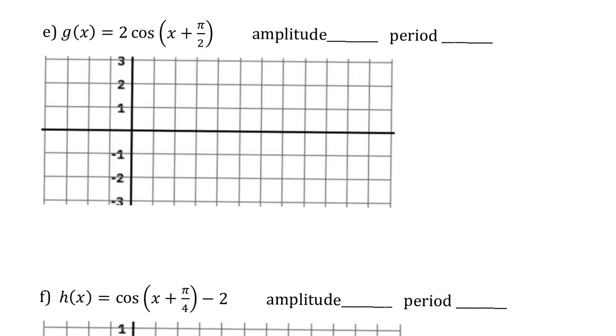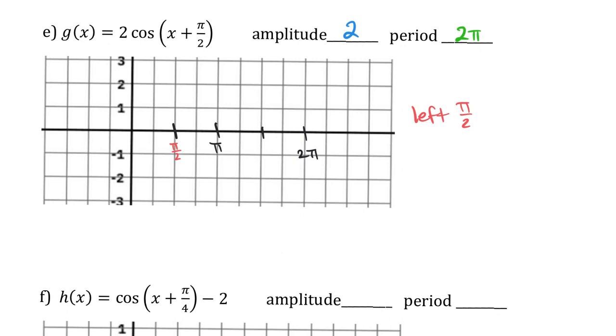Okay, g of x, what's the amplitude? 2. Period is still 2 pi, which is great. Our shift is gonna go left pi over 2. But since my period's 2 pi, I'm gonna go normal pi, 2 pi. Now I need to figure out how big pi over 2 is so I can go left pi over 2. This is 0 to pi. Pi over 2 should be in the middle. So this is pi over 2.